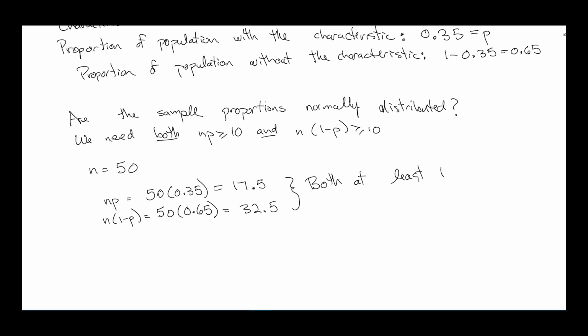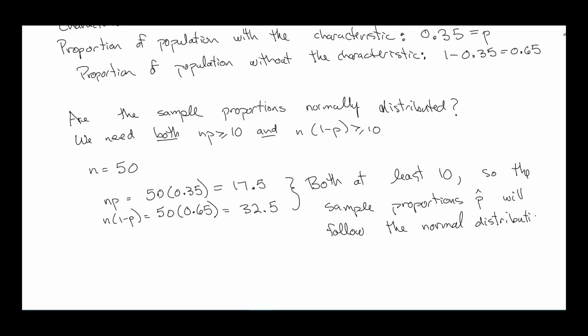And so what that means is that the sample proportions, let me just write it, all the possible p-hats will follow the normal distribution. Okay, so that means we can use our normal table to figure out how many we would expect to have a certain proportion.